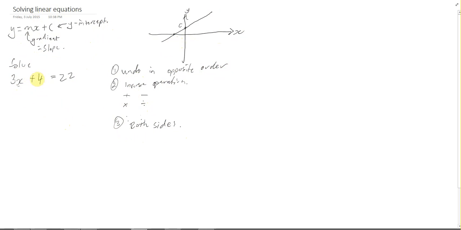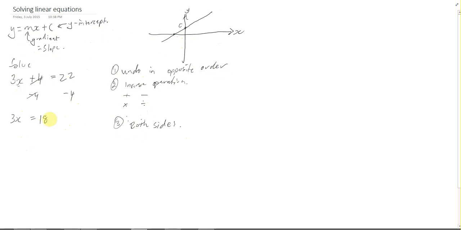First, we'll get rid of the plus 4, because it happened last. So to get rid of the plus 4, we need to do a minus 4, and we need to do it to both sides. So now on this side, the plus and the minus 4 will cancel out, and we've got 3x equals 22 take away 4, 18. Okay, so that's one step.